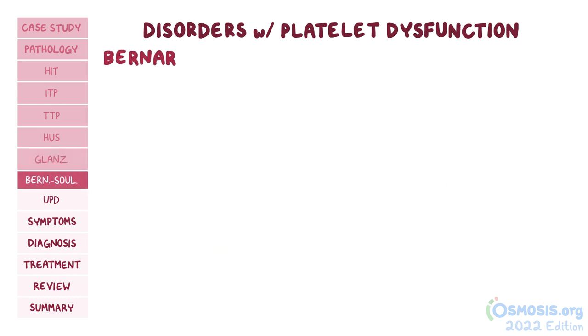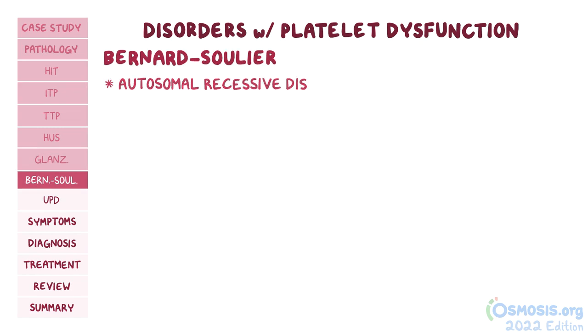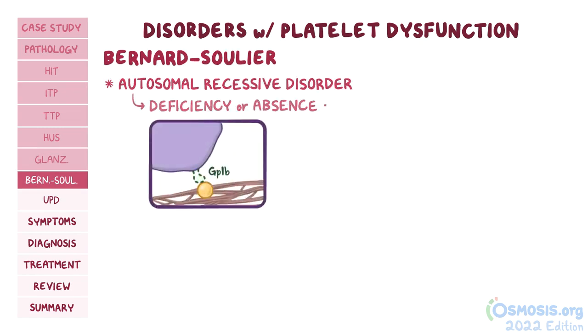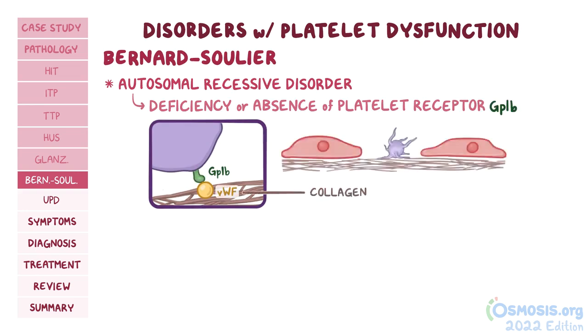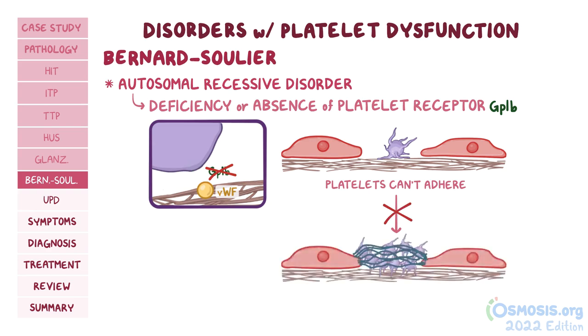Moving on, Bernard-Soulier is a rare autosomal recessive disorder caused by a deficiency or absence of the platelet receptor GP1B. GP1B normally binds to von Willebrand factor, which itself is bound to the collagen exposed in the damaged endothelial lining. So here, platelets can't adhere to the damaged blood vessels, and they won't activate the platelet plug formation process.